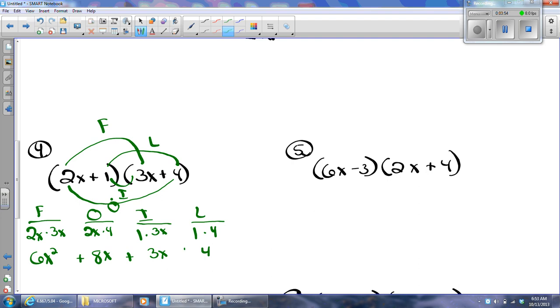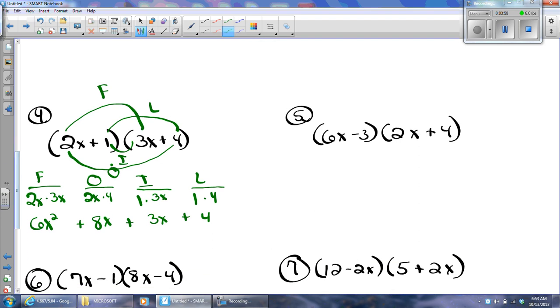And that's a positive 4. Now this answer shouldn't look right to you. It should look incomplete because I have some like terms. You won't always have like terms, but many times you will. I have a positive 8x and a positive 3x. I should combine my like terms and get 6x squared plus 11x plus 4. And there you go.